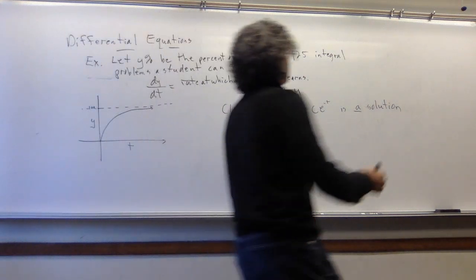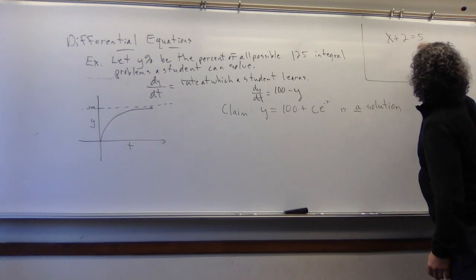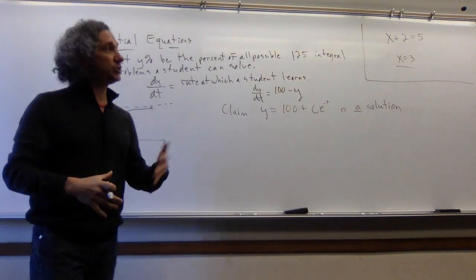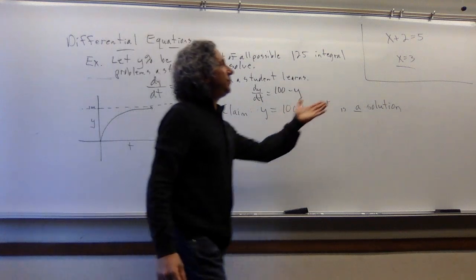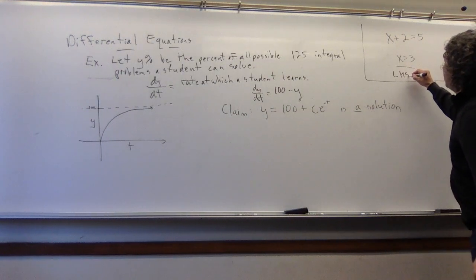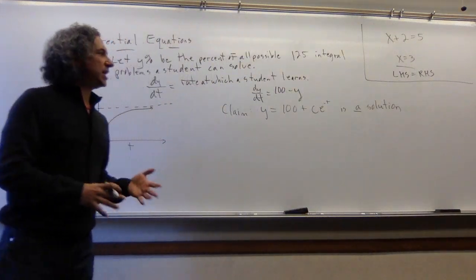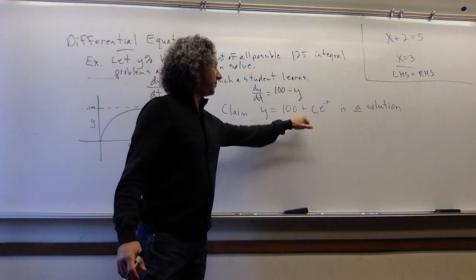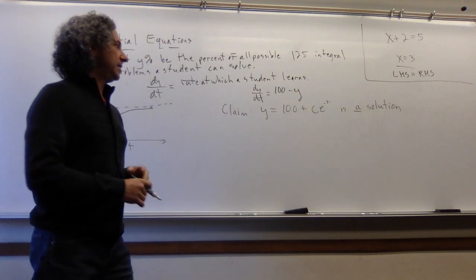I want to talk about what it means to be a solution. Well, let's review for a second. If I tell you that I have the equation x plus 2 equals 5, and I tell you x equals 3 is a solution, or in that case, the solution, then that has a meaning. That means that if you plug this in, then the left-hand side equals the right-hand side. So we're going to do a similar check here. For this to be a solution, the derivative of this guy with respect to t should equal 100 minus that guy. So let's check it out.